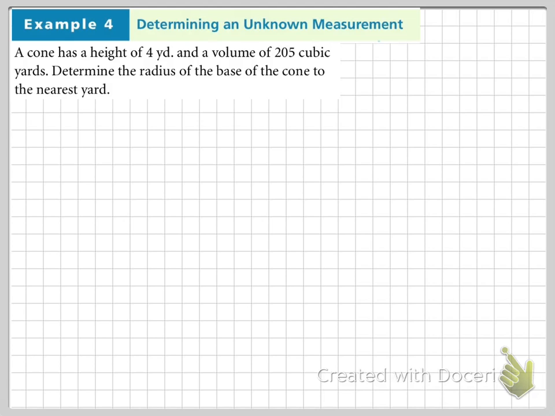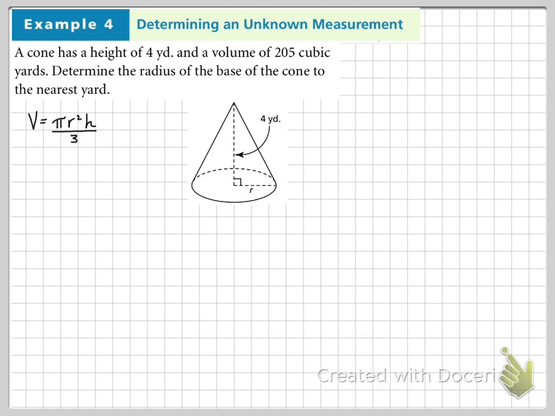Well, what we're going to do is take our equation and write it down for the cone. So we're going to say volume is pi times r squared times h divided by 3. Now we're going to plug in all the pieces of information that we know. Here's a picture. The volume is 205. That's equal to pi, which we know, times r squared times 4 divided by 3. Now in red you're going to notice that we're going to undo this and try to figure out what r squared is, or isolate r squared.